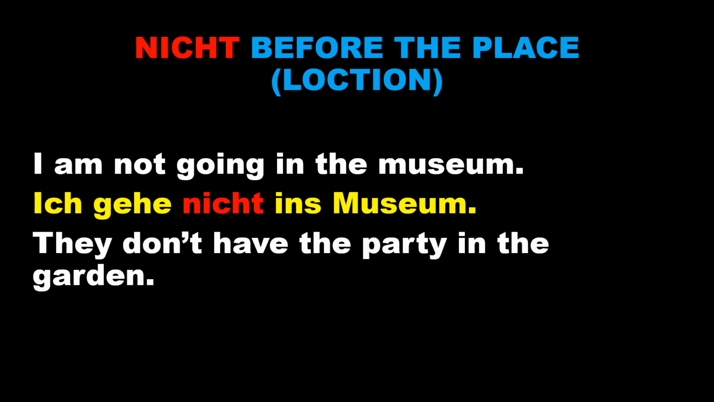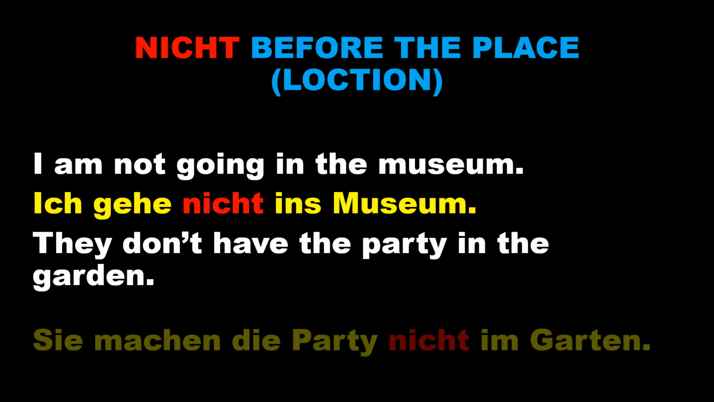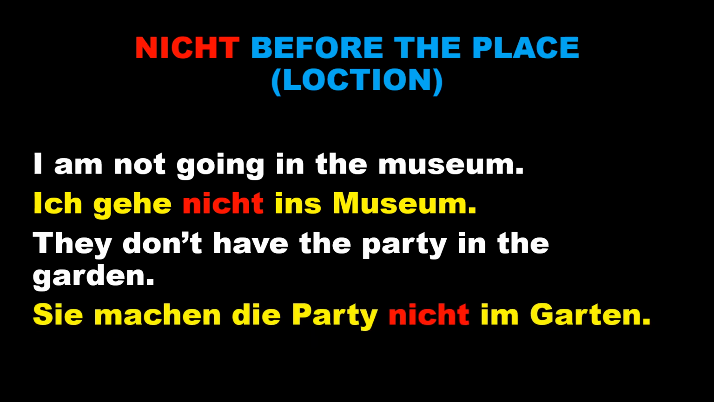Let's take one more example. They don't have the party in the garden. Sie machen die Party nicht im Garten. You can see again here we are negating the location. Nicht is before im Garten. I hope this one is also clear and very easy to understand and to use while speaking. Let's go ahead.